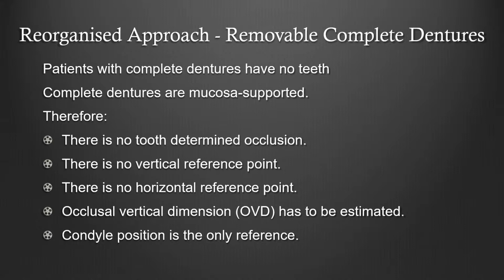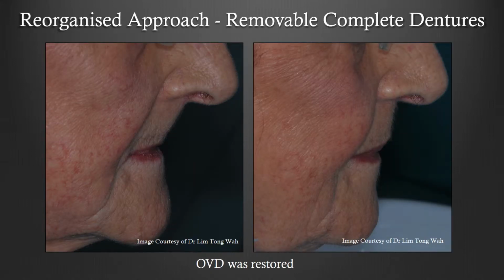Pertaining to the complete denture occlusion, we must remember that there is no tooth-determined occlusion, no vertical reference point, no horizontal reference point. Therefore, the condyle position is the only reference and occlusal vertical dimension, OVD, has to be estimated using freeway space. These two images have shown the patient's occlusal vertical dimension was correctly achieved in centric relation and her lip support was restored after the complete dentures were fitted.